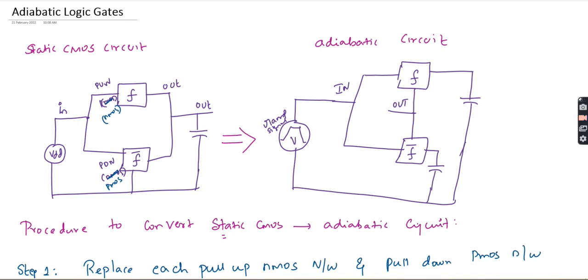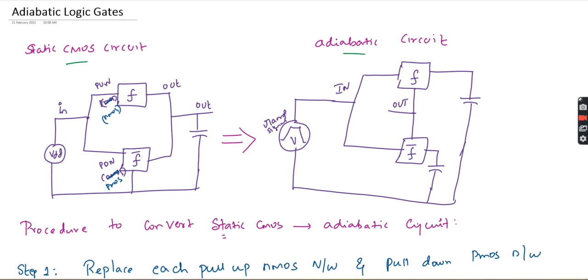Let's start with today's class, in which we've already seen the overview of adiabatic logic gates. Let us concentrate on adiabatic logic gates now. Here we are showing two different diagrams. This diagram is basically a static CMOS circuit. Here, we see how the adiabatic circuit will be converted from the static CMOS circuit.